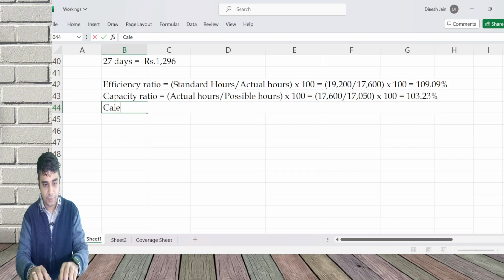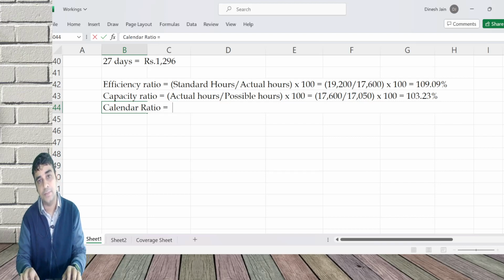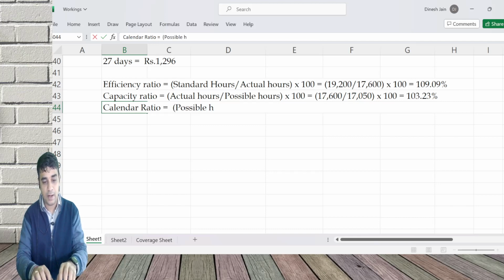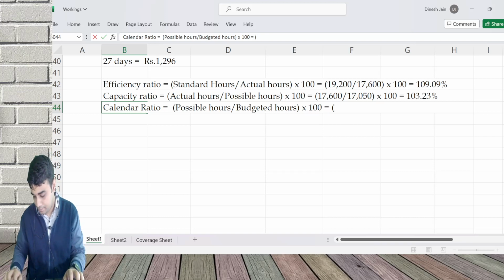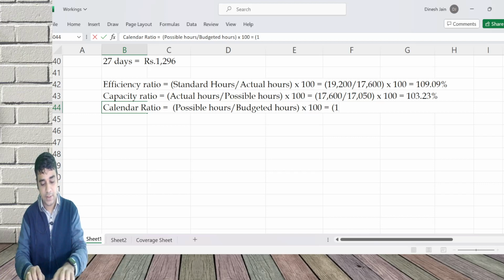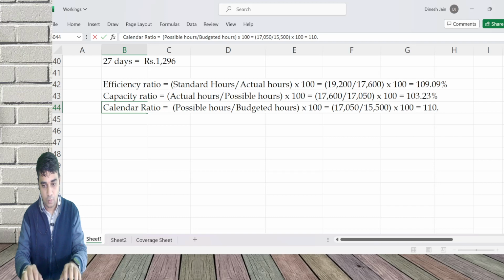Calendar ratio is equal to possible hours by budgeted hours. Possible hours by budgeted hours, 17,050 divided by 15,500 into 100. 110%.